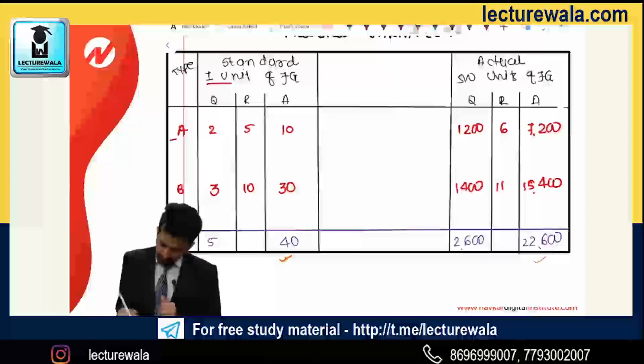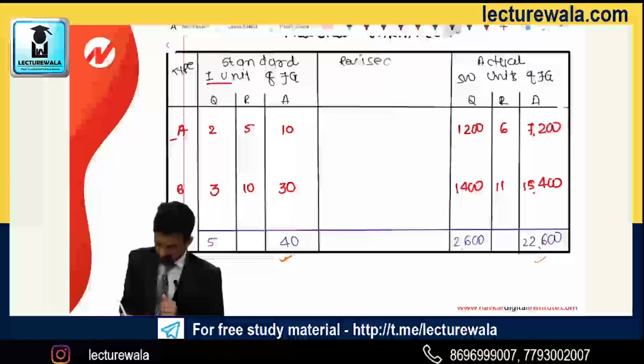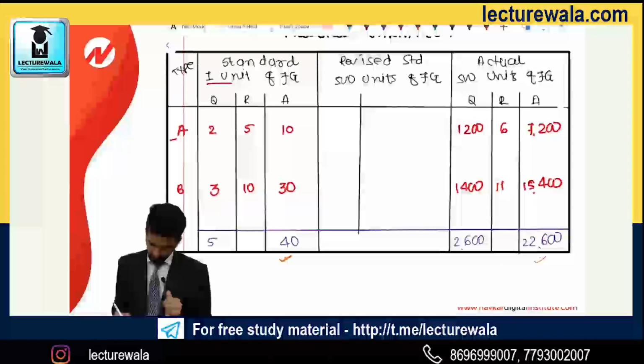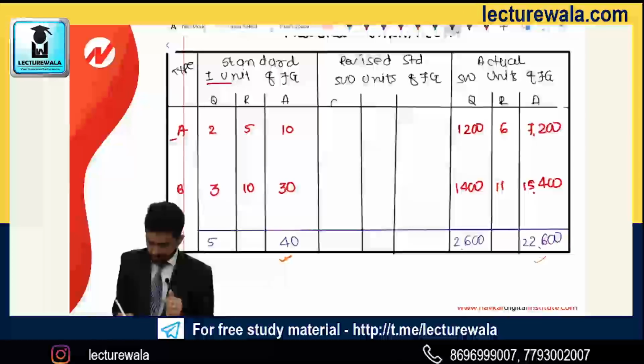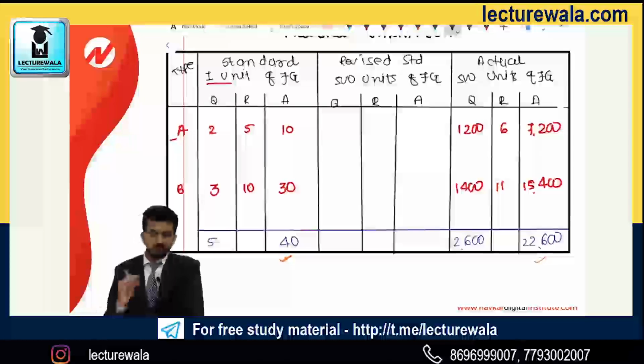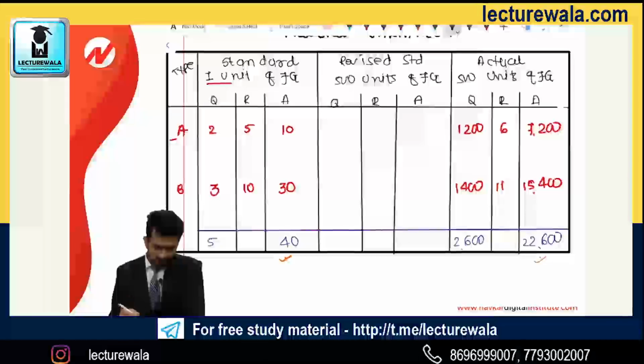Okay, so now let me prepare a revised standard for 500 units of finished goods. So we will say quantity, rate and amount. Now what I'm going to do is multiply the standard of 1 unit with 500. If 1 unit takes 2 kgs, 500 units will take how much? 500 units will take 1000 kgs.